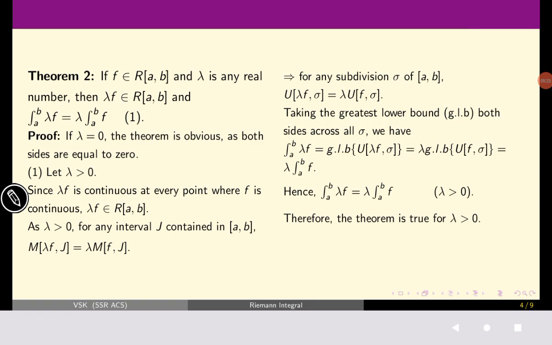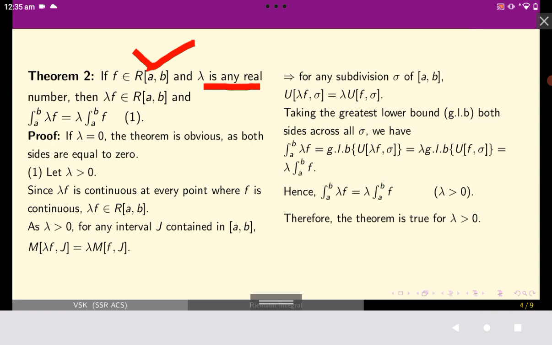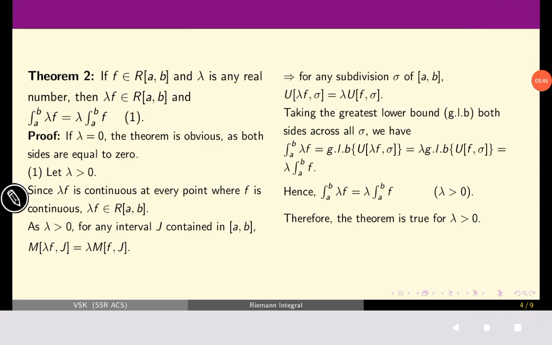Now let us see the next theorem, that is also easy. If f is Riemann integrable over [a, b] and lambda is any real number, then lambda f, this new function, is also Riemann integrable over [a, b], and the integral over [a, b] of lambda f is lambda times the integral from a to b of f, that we are going to prove. So let us see the proof.